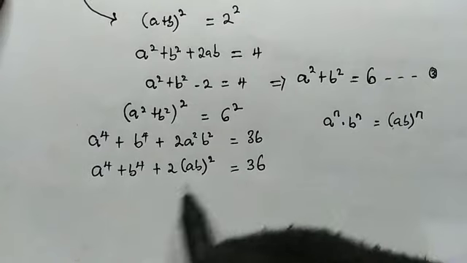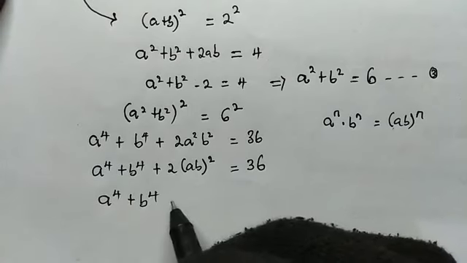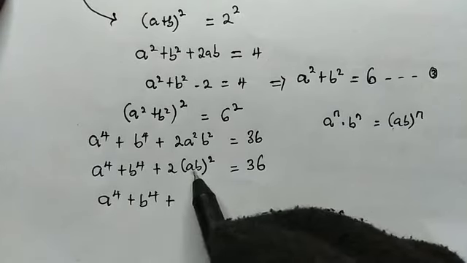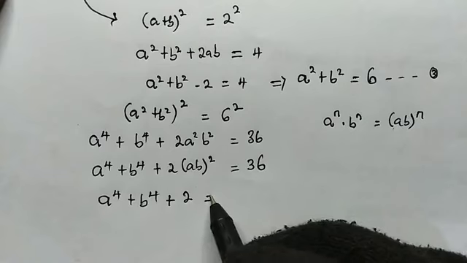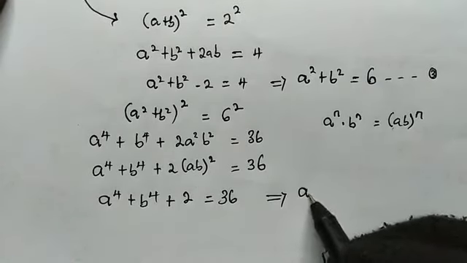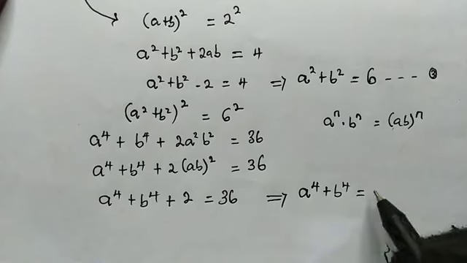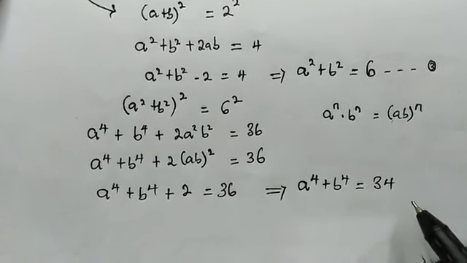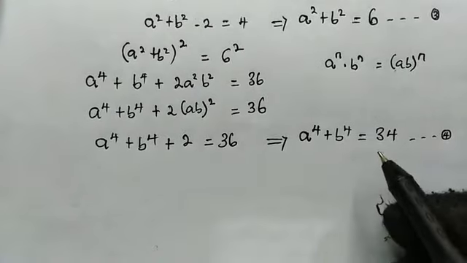Remember, AB is negative 1. We get A^4 + B^4, then plus 2 times, remember, (−1)² is 1, so 2 times 1 is 2. This will be equal to 36. From here, subtract 2 from both sides. We get A^4 + B^4 is equal to 34. Let's call this our equation 4.